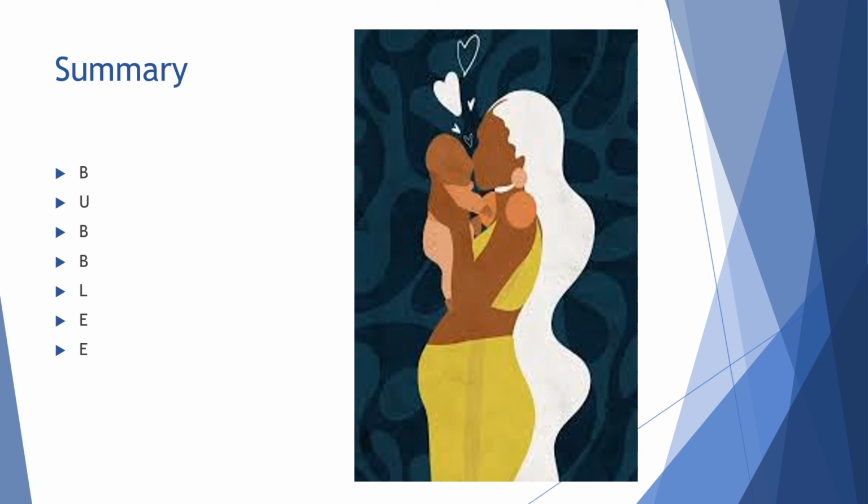So just remember, this is the acronym that we did so that we can have a loving mom and a loving unit. The breast, the uterus, the bladder, the bowel, the lochia, extremities, emotions, and episiotomy. Thank you.